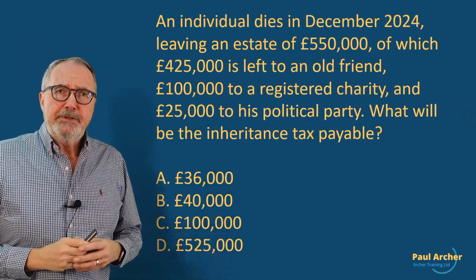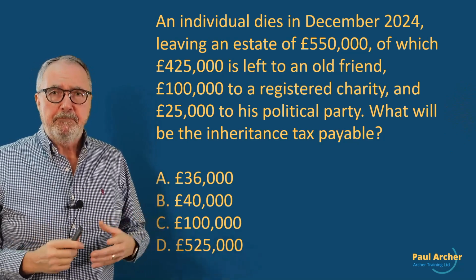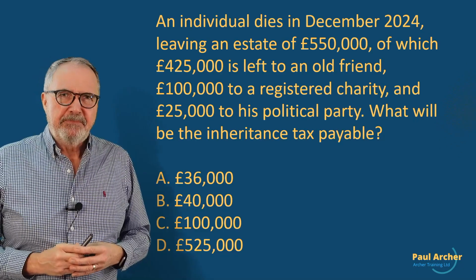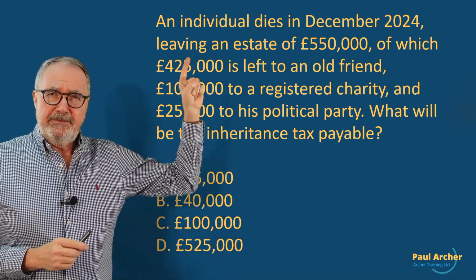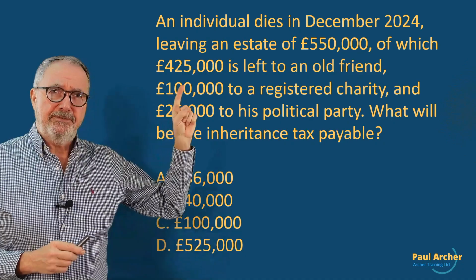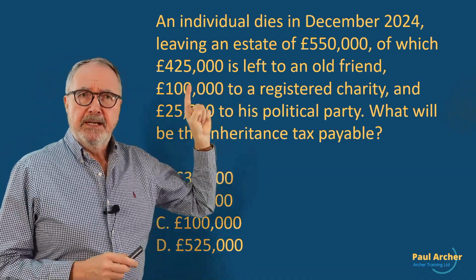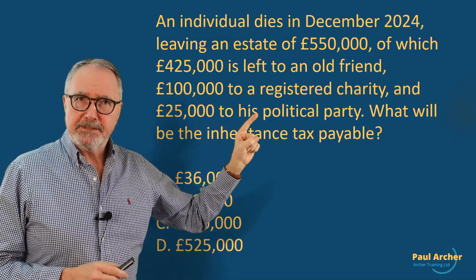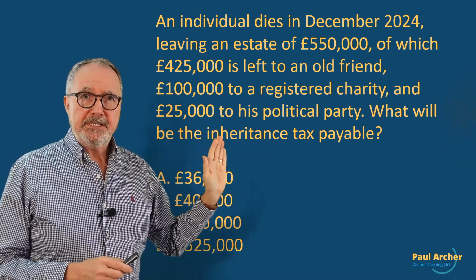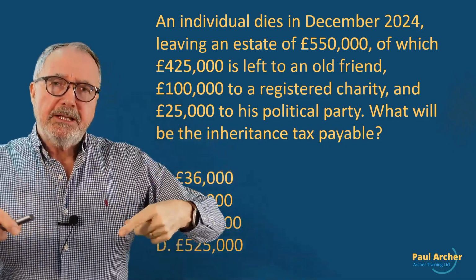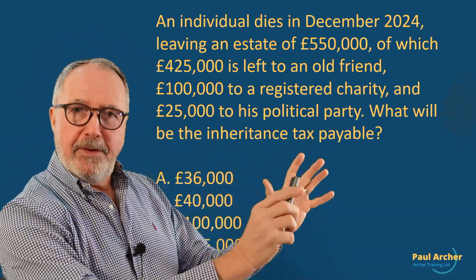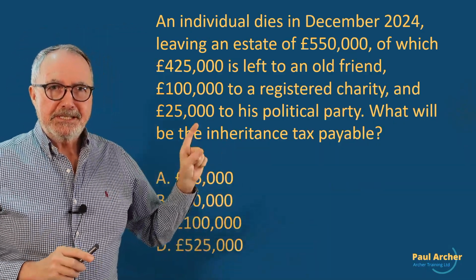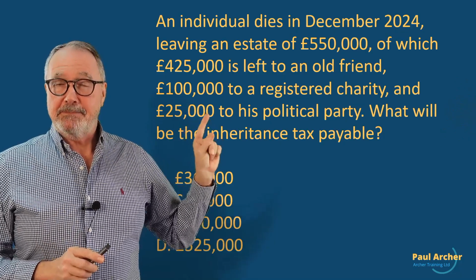Here we've got an individual dies in December 2024, just for the tax rates really, isn't it? But the inheritance tax rate hasn't changed for donkey's years. Now this person left an estate of £550,000, of which £425,000 is left to an old friend, £100,000 to a registered charity, and £25,000 to his political party. Well done them. What will be the inheritance tax payable? Now remember I mentioned to you about exempt transfers. You can give money away during your life or in your will, and it's exempt from inheritance tax. Well, good news is that a registered charity is exempt, and so is a political party.